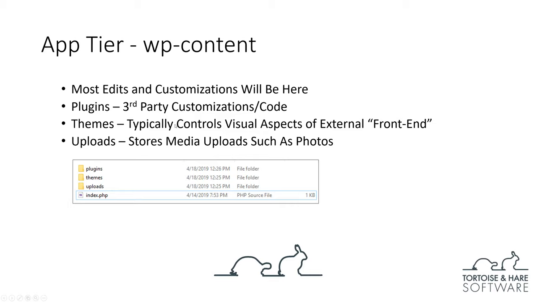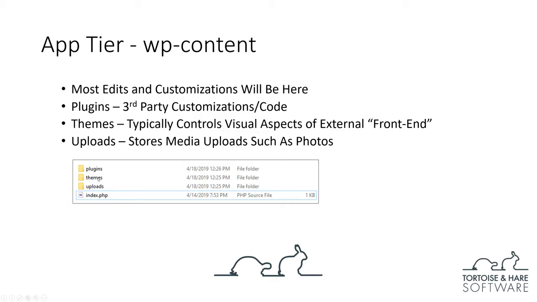Just a quick look into the wp-content folder. Most edits and customizations will be here. There's three folders and one file in these. The index.php is not important. You shouldn't need to modify that. The plugins folder is typically going to be where third-party customizations and code are created, or if you create your own plugin, you would go and put it in this directory.